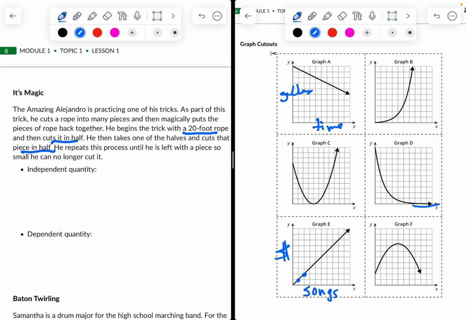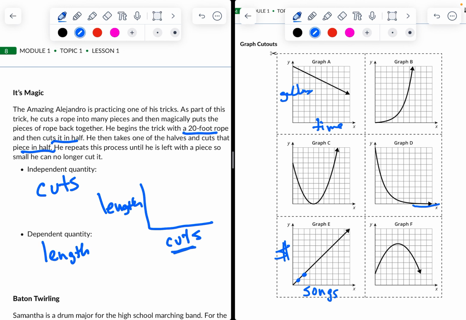Well, when we cut it, we're making it shorter. So your number of cuts is determining how long your rope is. And then I have my length of rope. Now, I want you to think about what's happening here. Cuts, length, independent, dependent, but we do not start out at a length of 0. We start out at a length of 20.